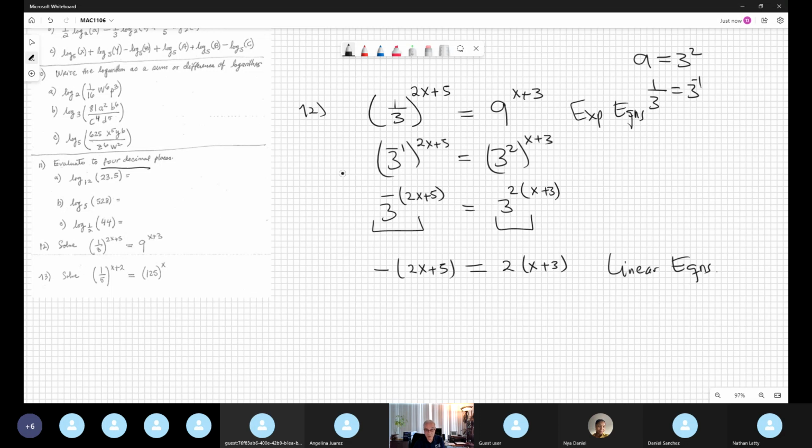Now distribute the property, minus 2x minus 5. Distribute the property again, 2x plus 6. Solve for x. Maybe I bring down negative 5. I move positive 6 to the left, like a minus. 2x stays here, plus 2x. It's a negative 11, and this is 4x. Divide by 4 on both sides. x is equal to minus 11 over 4. And this is my answer.